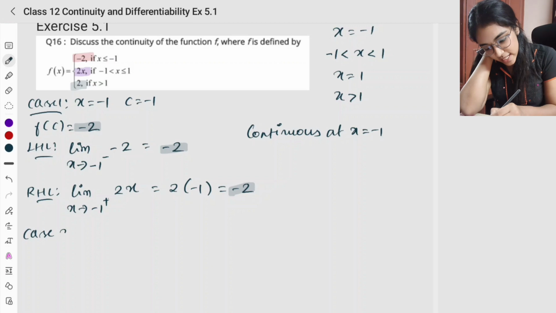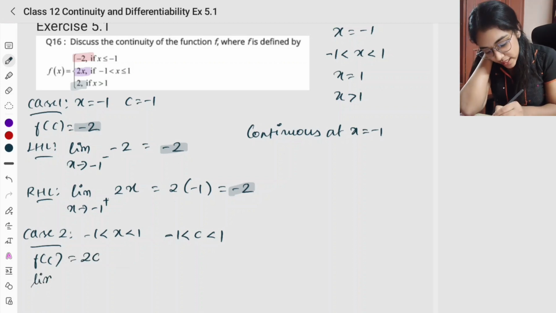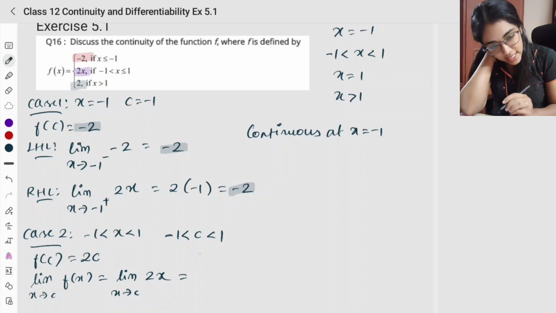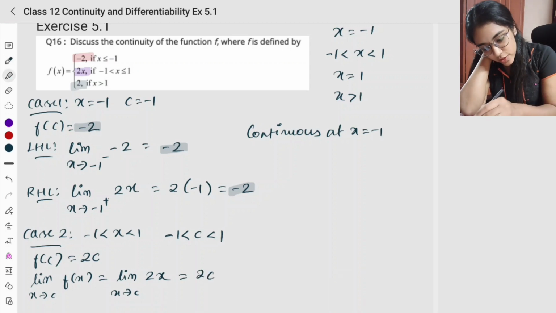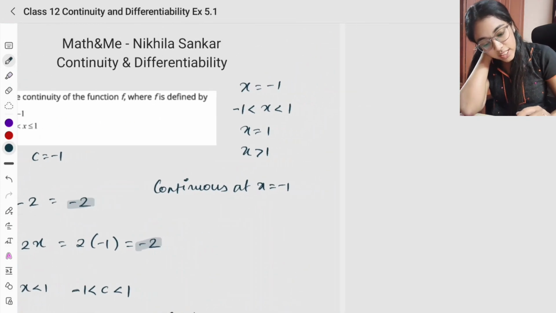Okay, so what is my second case now? Case 2 is -1 less than x less than 1. You can also write it as -1 less than c less than 1. Okay, இப்போ இந்த இடத்துல what is my f of c, the value that is marked in purple. So f of c is going to be 2x na இந்த இடத்துல 2c வரும். What is my limit? Limit x tends to c of f of x, which is going to be limit x tends to c of 2x. X ku c substitute panna, I'll have 2c. So what do you see? The value here is a 2c, the value here is also a 2c. So I'll have continuity here. So continuous.